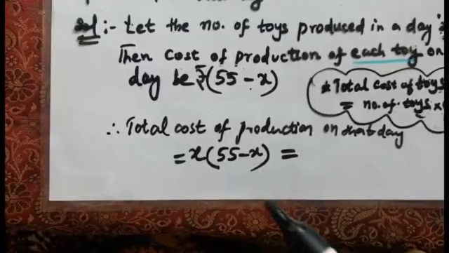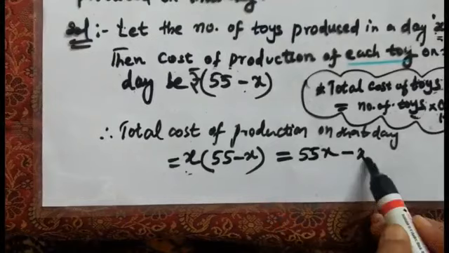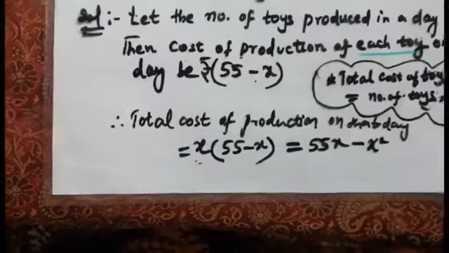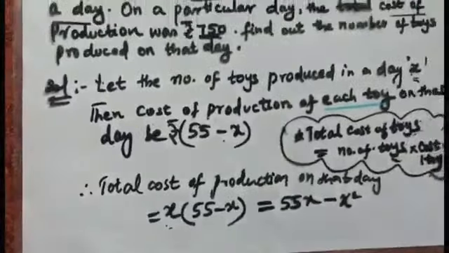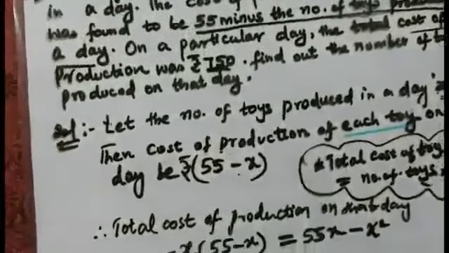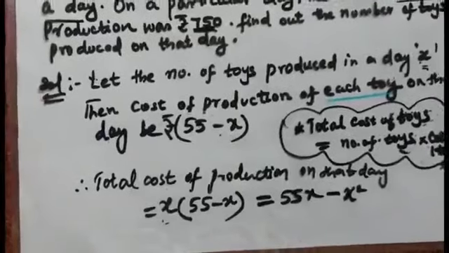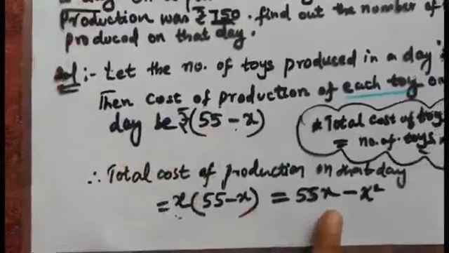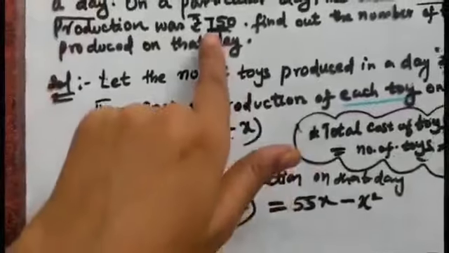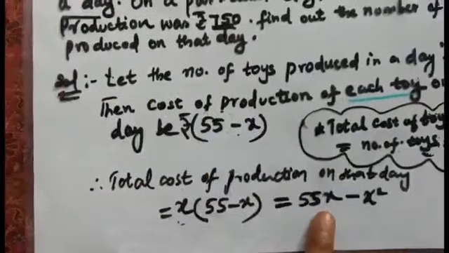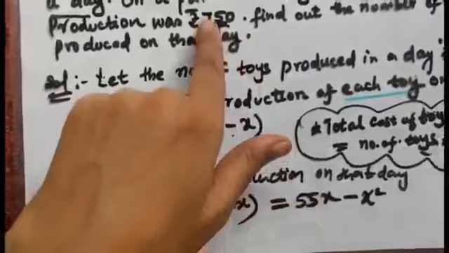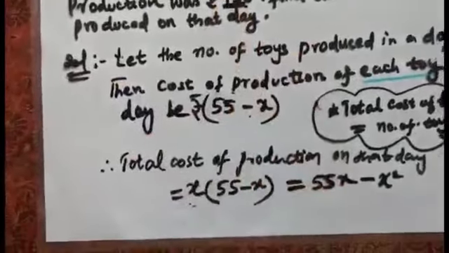Now, they have given that on a particular day, they were able to spend 750 rupees in making toys. Now they want to know the cost they spend on one toy. So don't you think x into 55 minus x is equal to 750, because this is giving the total cost of the production, and the only difference is they have given a number here. So we will equate them. Once I equate them, I will get 55x minus x square is equal to 750.